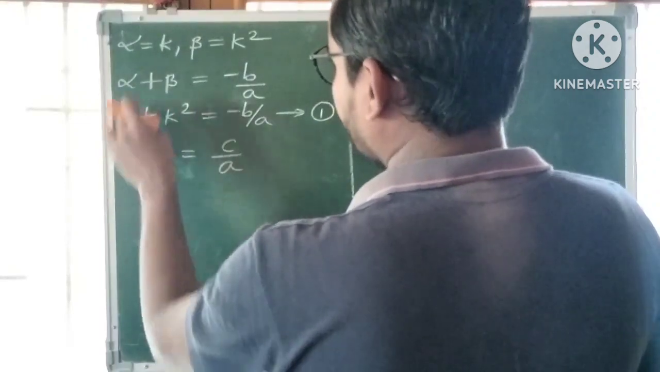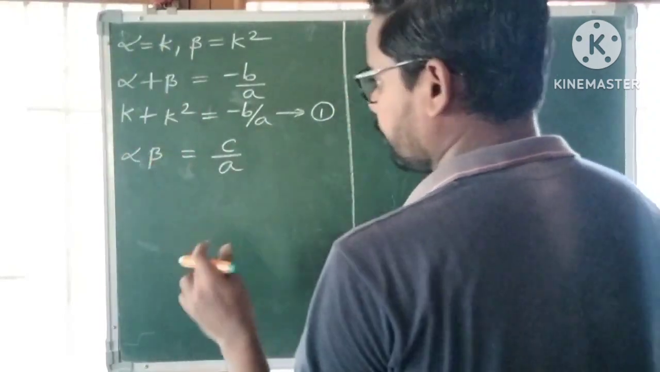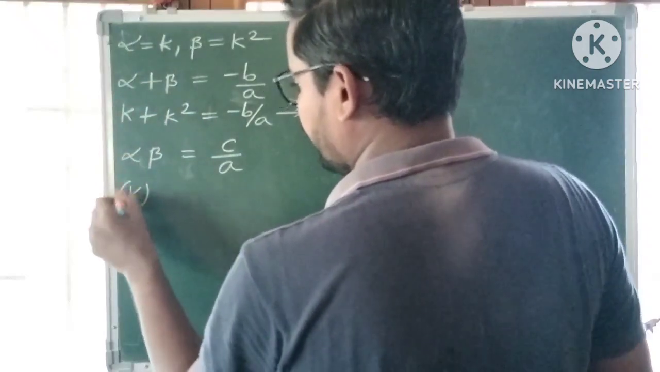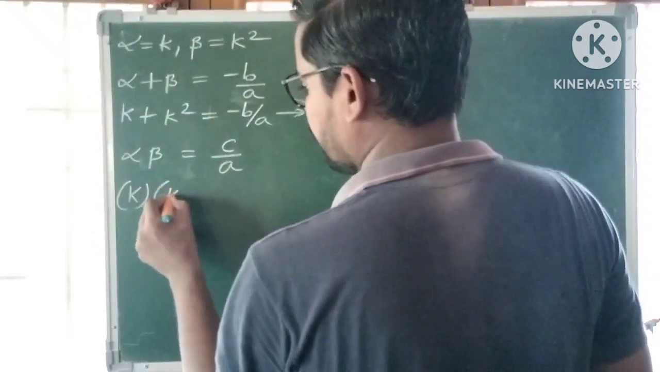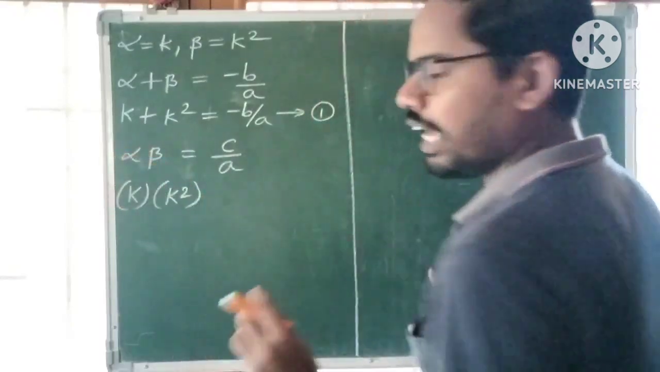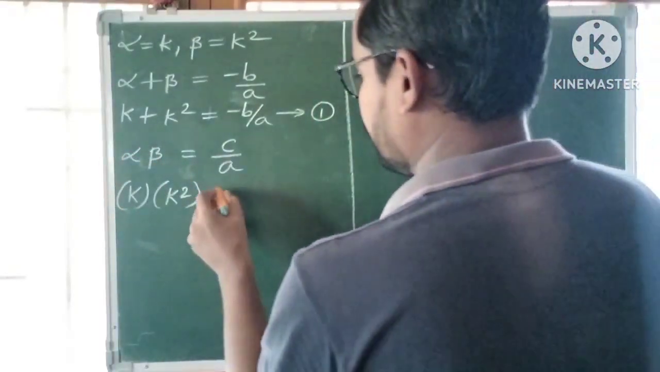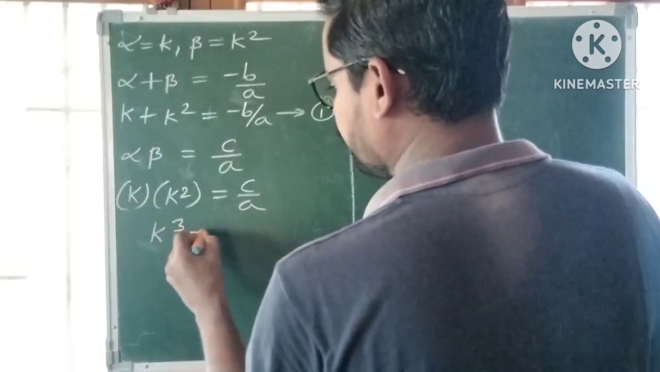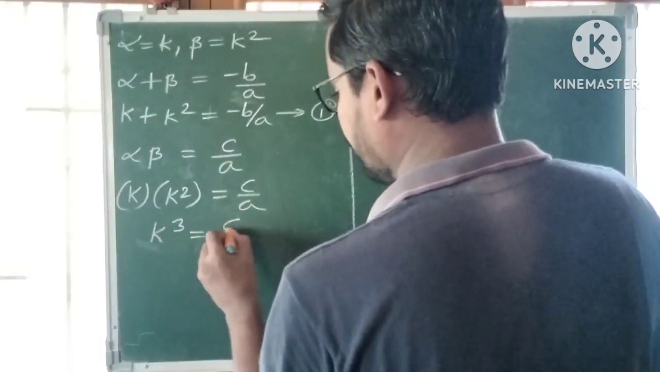Next, by plugging alpha and beta in the product expression, you will get alpha beta is equal to c by a. Alpha is equal to k and beta is equal to k square. Simply replace these alpha beta values. So k into k square, you will get k cube is equal to c by a.